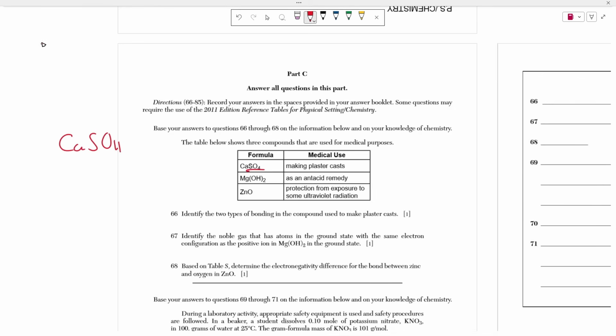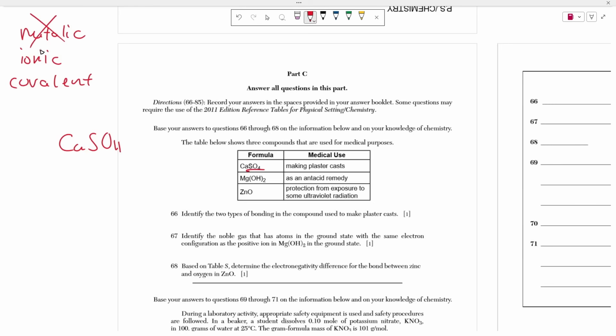Well, we know that in chemistry we have metallic, we have ionic, and we have covalent bonds. Metallic bonds are between two metals. Ionic bonds are between a metal and a nonmetal, and covalent bonds are between two nonmetals. Right, so which one of these bonds can exist in the CaSO4?